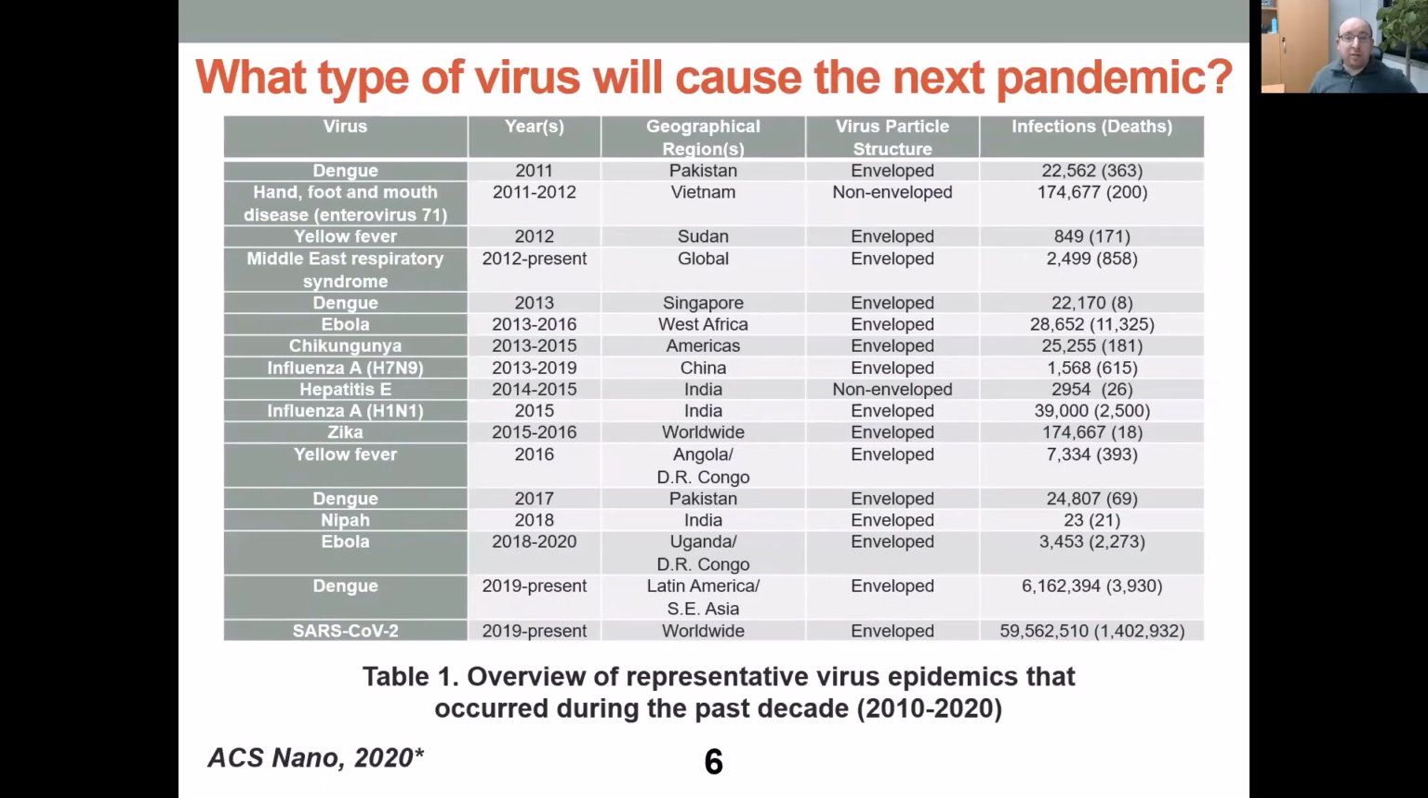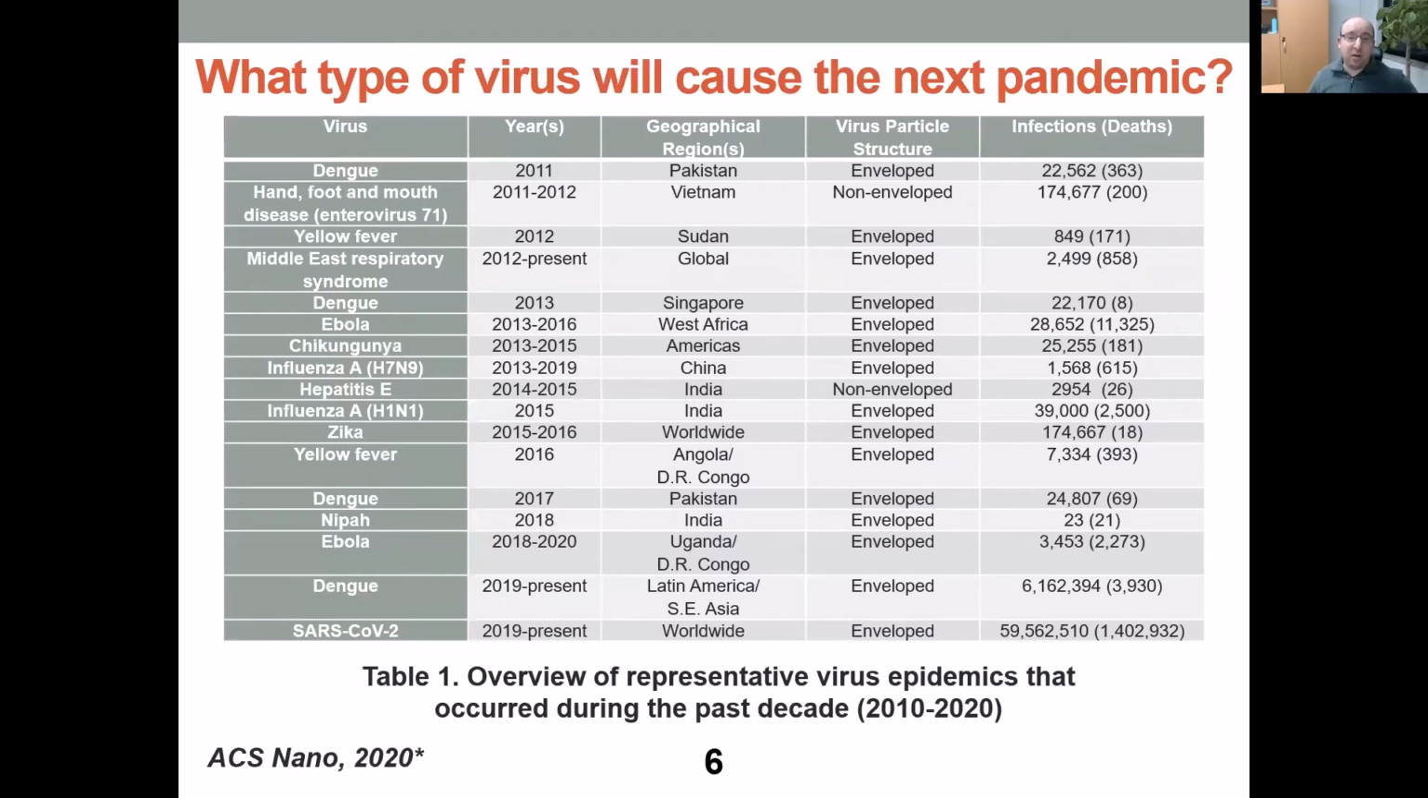So recently, our research group has been thinking about this question in terms of virus structure. So what we did is we actually asked a similar type of question to pretty much everyone else listening to this talk and in the scientific community at large. What type of virus will cause the next pandemic? And to begin thinking about this question, we created a summary of representative virus epidemics and pandemics that occurred during the past decade, 2010 to 2020. And we looked at aspects like, what was the virus? What years did it occur? Where did it occur? What was the virus particle structure? And how many infections and deaths did it cause?